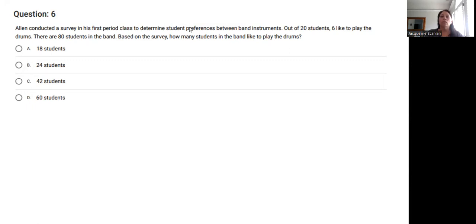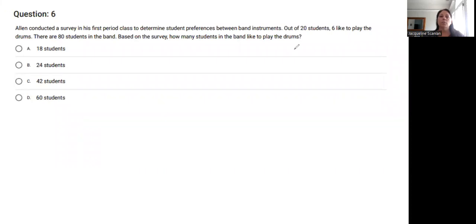This question is about taking information given to you from a sample space and making predictions based off of that sample. So let's read the question again and make sure we understand what information we are given. It says, Alan conducted a survey in his first period class to determine student preferences between band instruments. Out of 20 students, 6 like to play the drums. There are 80 students in the band. Based on the survey, how many students in the band like to play the drums?